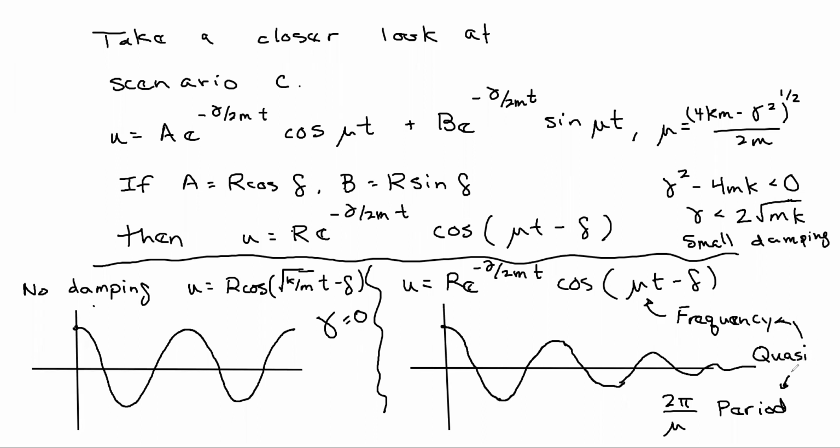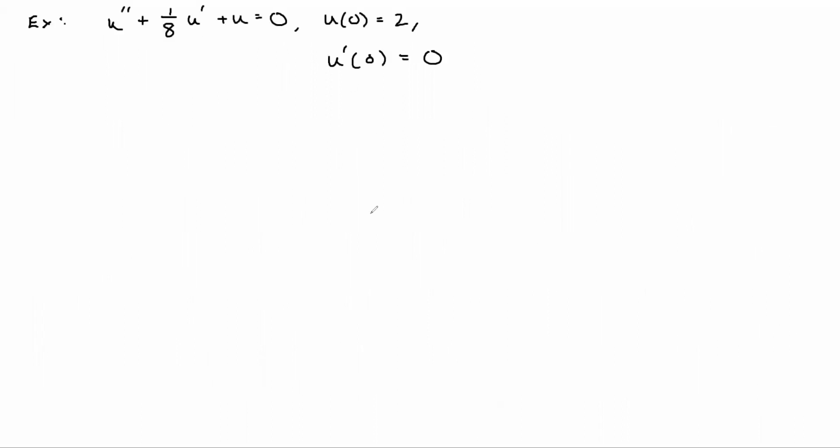Quasi frequency and period. All right, so we're given this situation and we're told to go through and solve it and then give the quasi frequency and the quasi period. If we're going to solve this, you first form the characteristic equation, and you can clean this up to 8r squared plus r plus 8 equals 0.